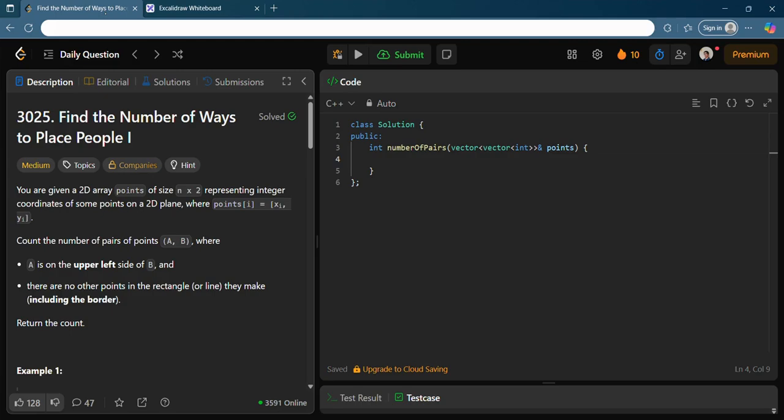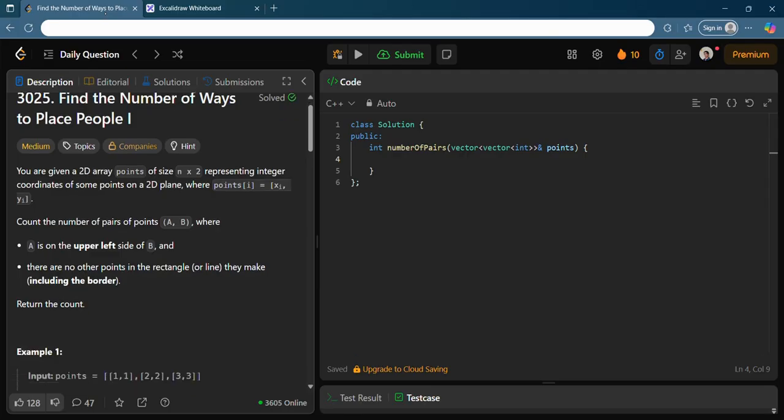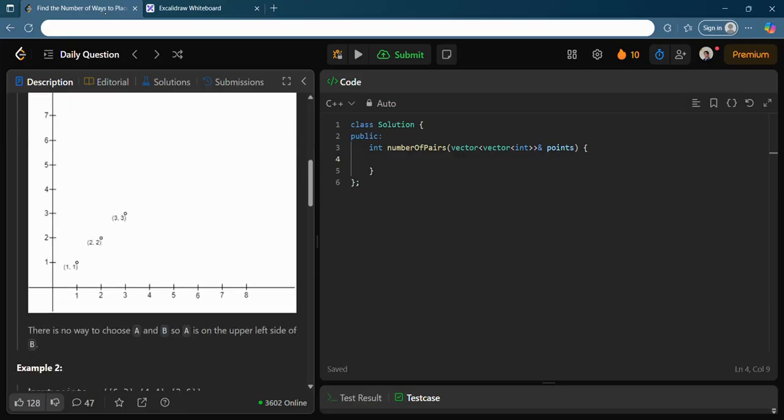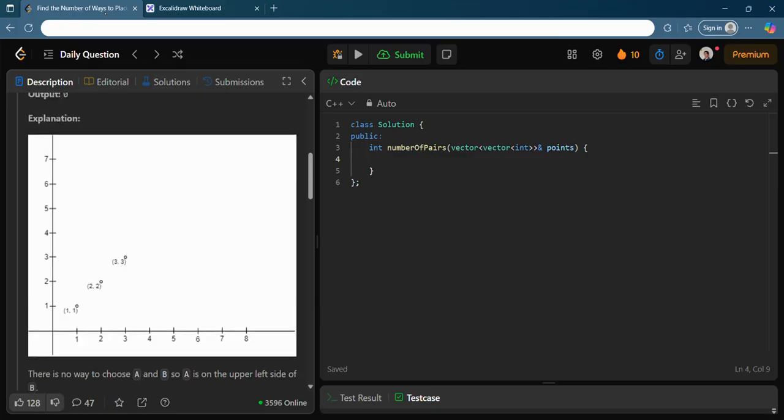Find the number of ways to place people. You are given a 2D array points. So you are given n points where each point is a point on the 2D xy plane. And you need to count the number of pairs of points a comma b, where a is on the upper left side of b, and there are no points in the rectangle they make, including the border. If you try to see this example, can you find 2 points a and b such that a is on the upper left of b? You cannot find them. So you can just say that there are 0 such points.